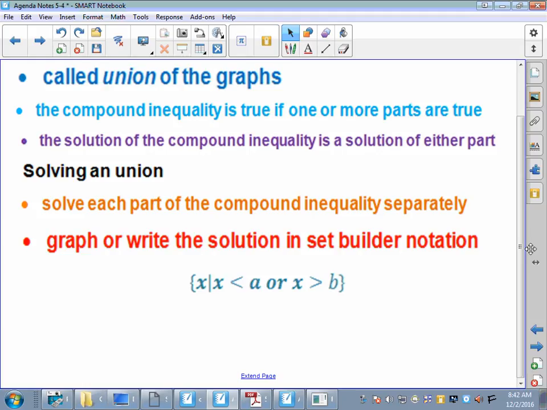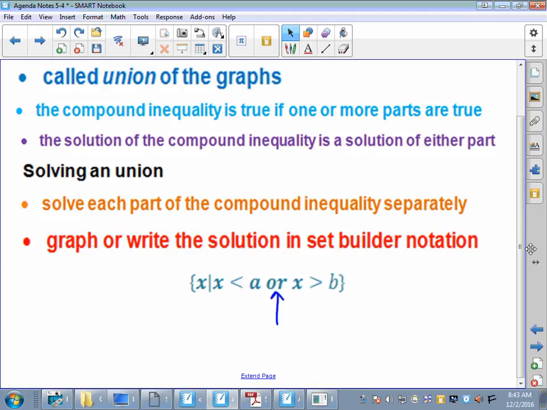Set notation looks like this. We've got x, all values of x such that x is less than a or x is greater than b. And we just write the word or. We don't usually write an and for the intersection problems. We usually just put those together. So we've actually got the word or right in the middle of our set notation.